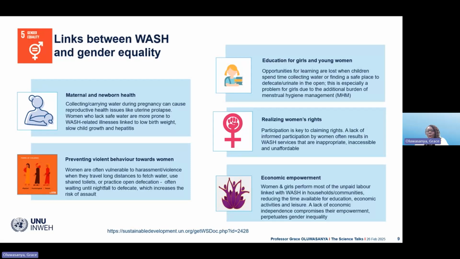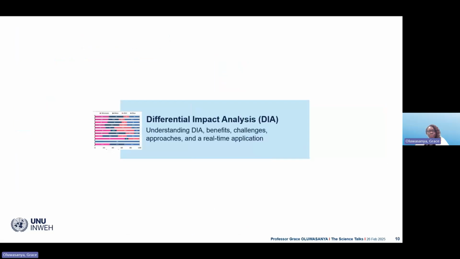Another aspect that I would like to highlight is economic empowerment. Women and girls perform most of the unpaid labor linked with WASH, collecting water. I believe if we start to pay for every liter of water a woman or a girl child collects, women and girl children will really be very rich. I think we need to pitch that, at some point, so as to increase empowerment opportunities for women and girls. Anyway, let's move on. So now, in terms of differential impact analysis, how does this apply?